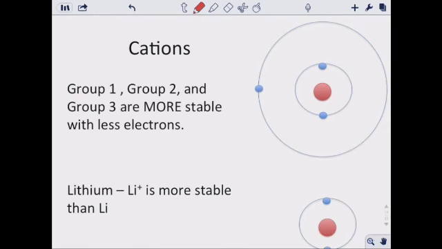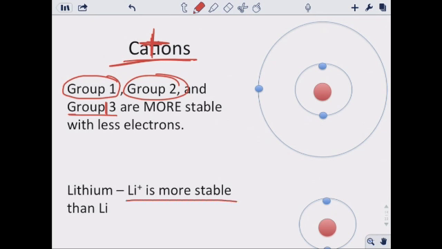And we can see that when we're doing this, we're either gaining or losing electrons, and we're either becoming a cation or an anion. Now, cations are going to be groups 1 and 2 and group 13. Not 3, but group 13. They are more stable with fewer electrons, and so if you lose a negative, you become more positive. And you can think cations has a T in it. A T is a plus sign, so cations become positive.